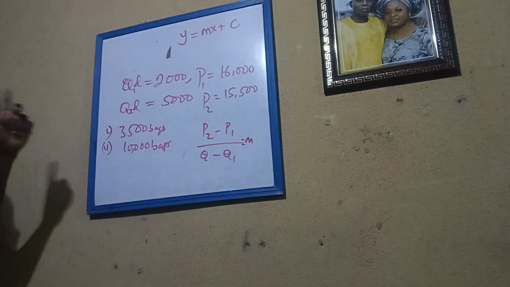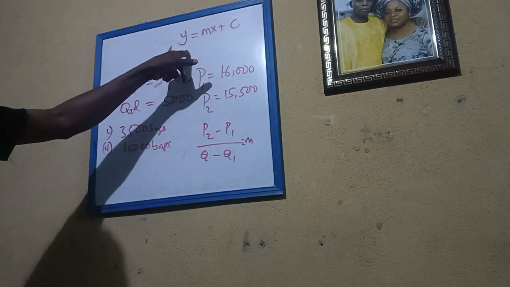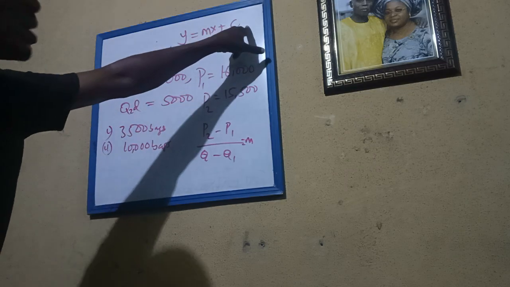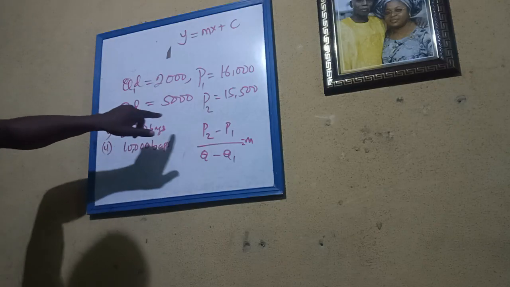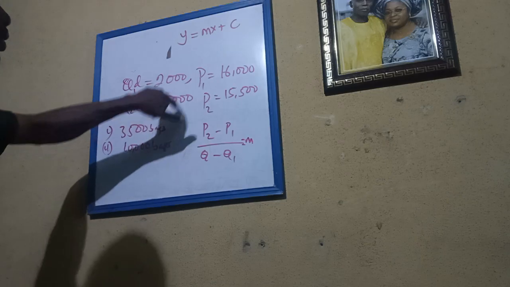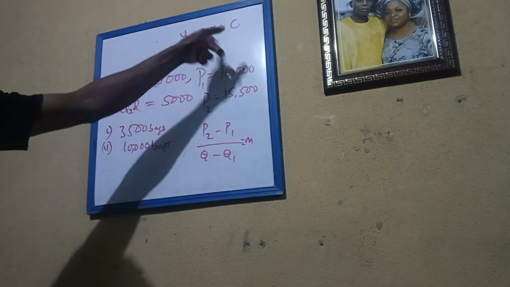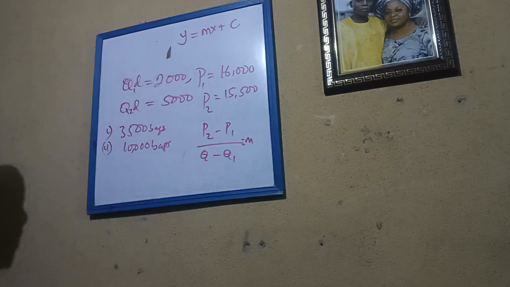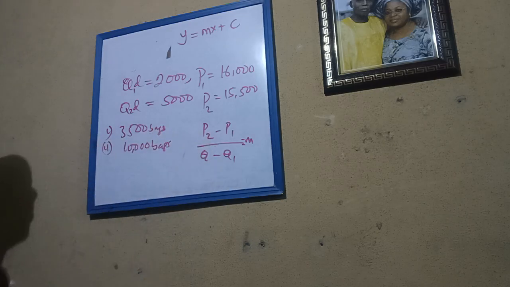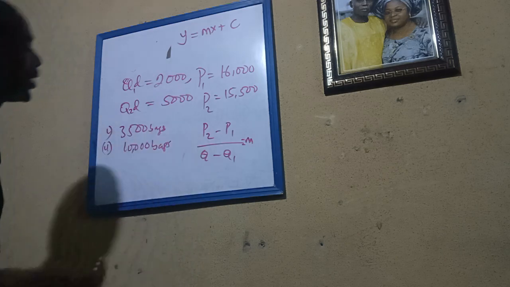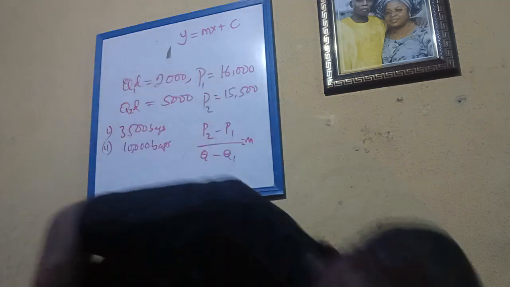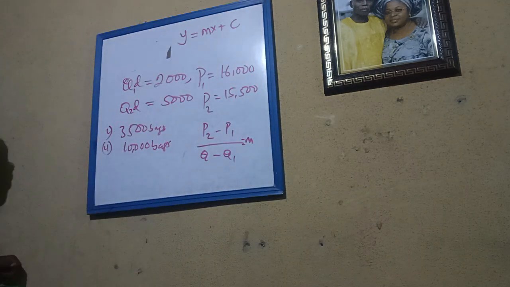Just substitute your 16,000 here, then your 2,000 here, equation 1. Then substitute your 15,005 here and your 5,000 here, equation 2. You solve for the values of both c and m simultaneously. You will get it. If you do this also, you have the same thing. Let's not waste our time. Now, if you do this, what are we going to have?